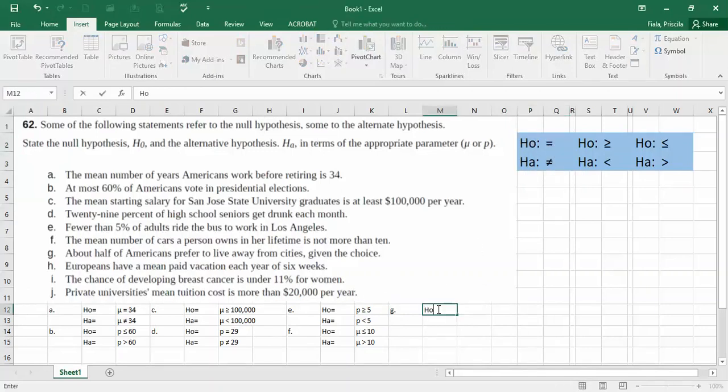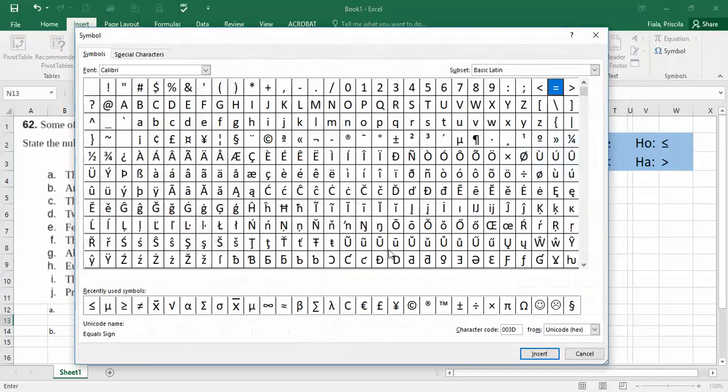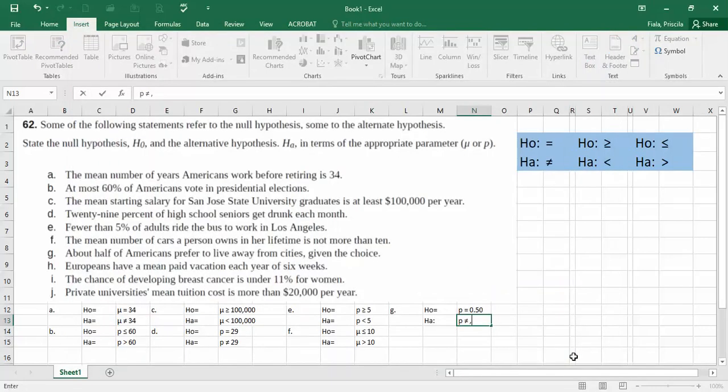So my null hypothesis is going to be that my proportion equals 50%. If my null hypothesis equals 2, then my alternative hypothesis is going to be different than 50%. The claim is this one right here.